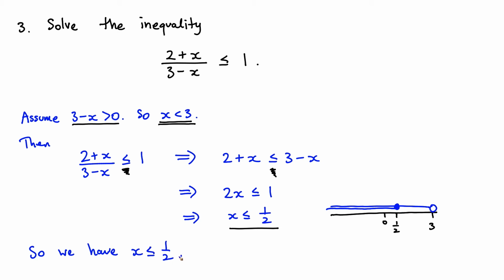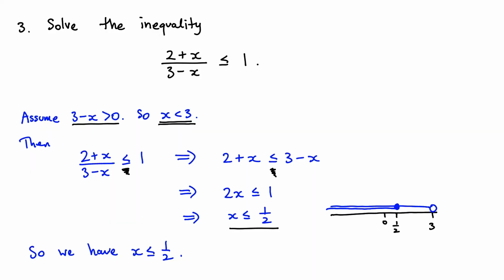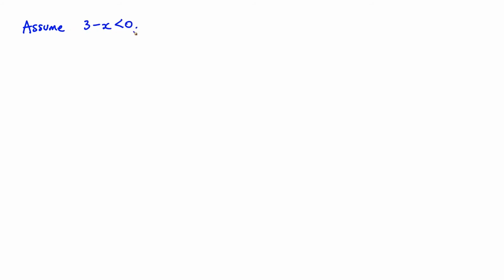But that's not all our solution, or potentially not, because we've got another case to consider, and that's when 3 minus x is strictly less than 0. So we're going to repeat the process. But now assume 3 minus x is strictly less than 0. And so this means that 3 is strictly less than x, or x is strictly bigger than 3. And I'll underline that because we've got to take note of that assumption.